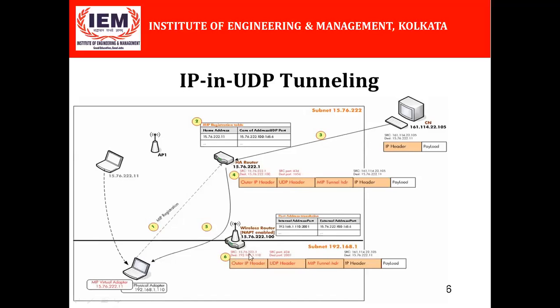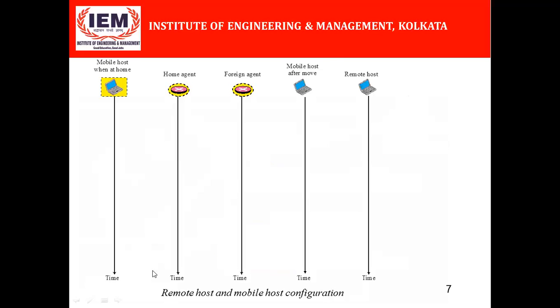And what is the source address? The source address of this particular packet is the home agent address. What is the destination address? 192.168.1.110. This is the physical adapter address. So when it is found, it is forwarded towards this particular mobile node.